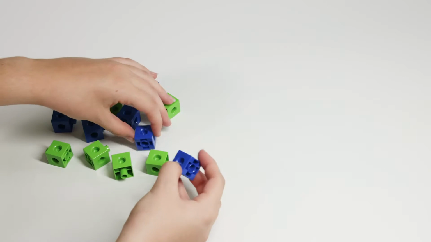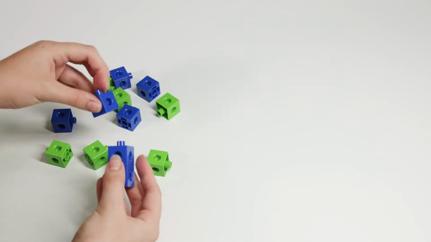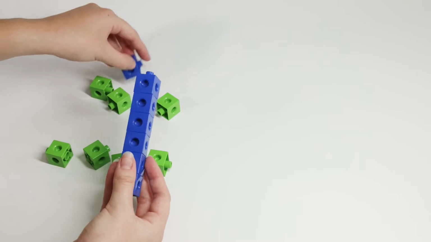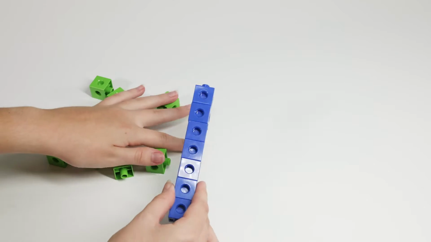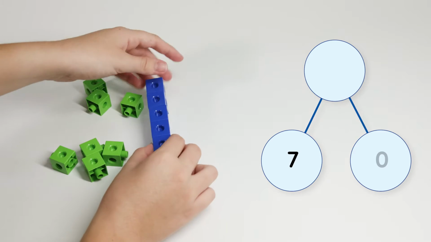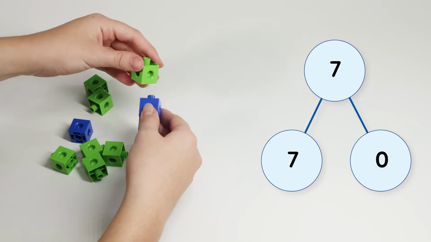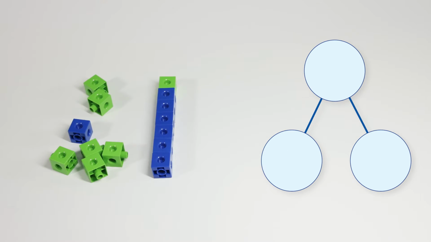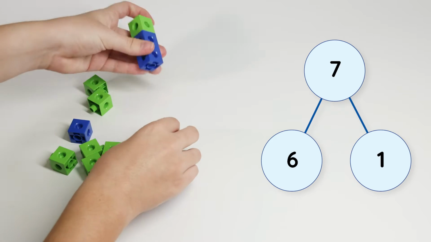Let's use the cubes to make different number bonds of 7. Seven and 0 make 7. Let's swap a blue cube for a green cube. 6 and 1 make 7.